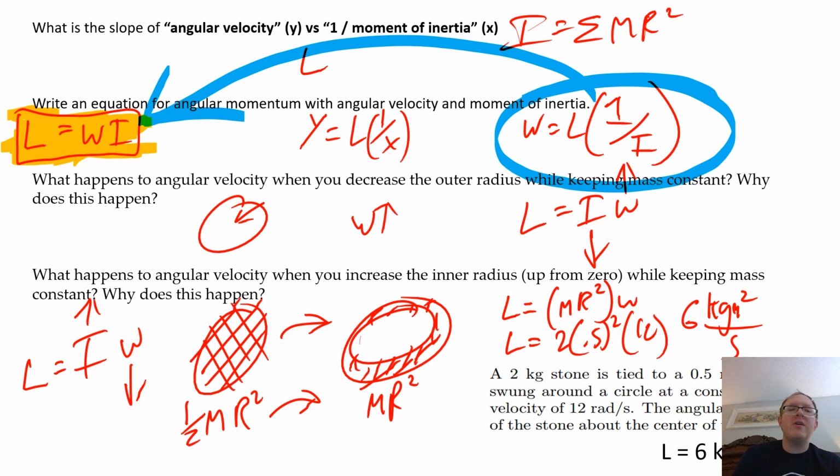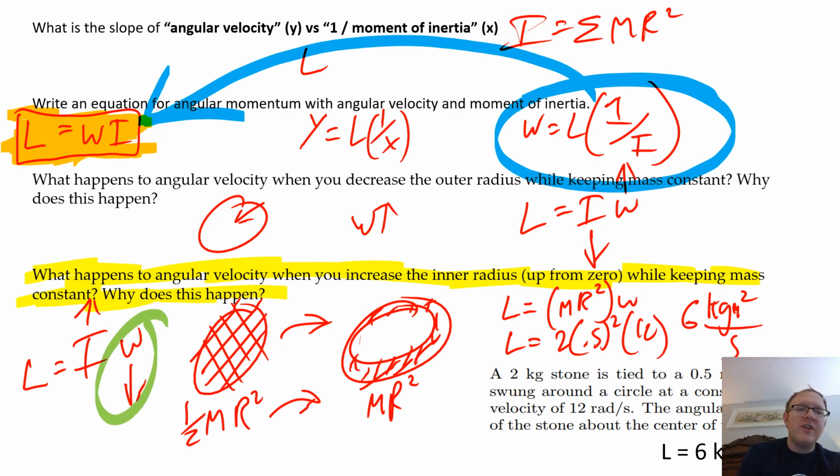And also on the simulator, the next question here in class, when we went over this, we had the simulator in front of everyone. The question I asked the kids was, what happens to angular velocity when you increase the inner radius up from 0 while keeping the mass constant? Why does it happen? The simulator shows that angular velocity goes down. Why? Because you're actually a figure skater taking her mass and moving it outward. These two rings have equal mass. All you're doing is taking the mass and spreading it outward. And so that causes the I value to go up, which causes the W value to go down.